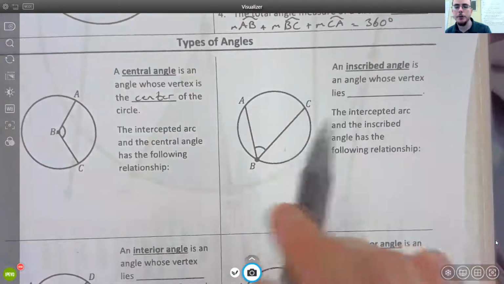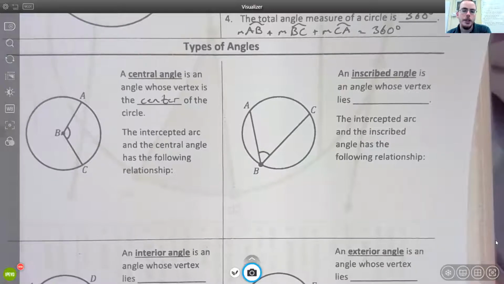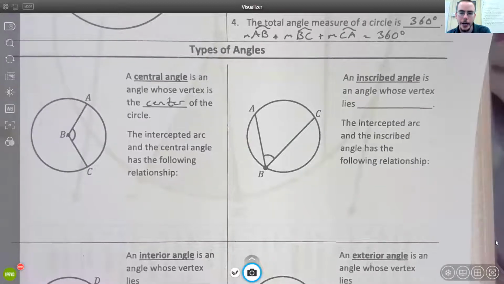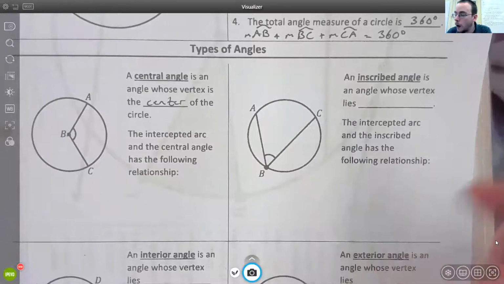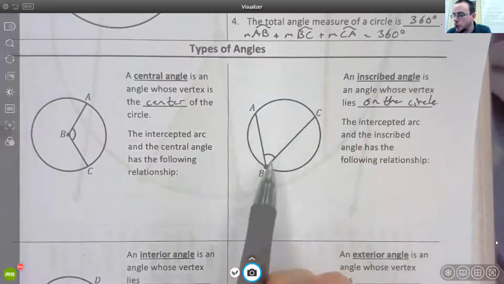Inscribed angles. Now, if you've ever heard of the word inscription, when something has an inscription on it, you are carving something onto that object. So for example, a memorial or a tombstone or something like that, they all have inscriptions, they all have engravings. So when you inscribe something, you are putting it on something else. So an inscribed angle is an angle whose vertex lies on the circle. So we are inscribing B onto this circle, and that makes it an inscribed angle.